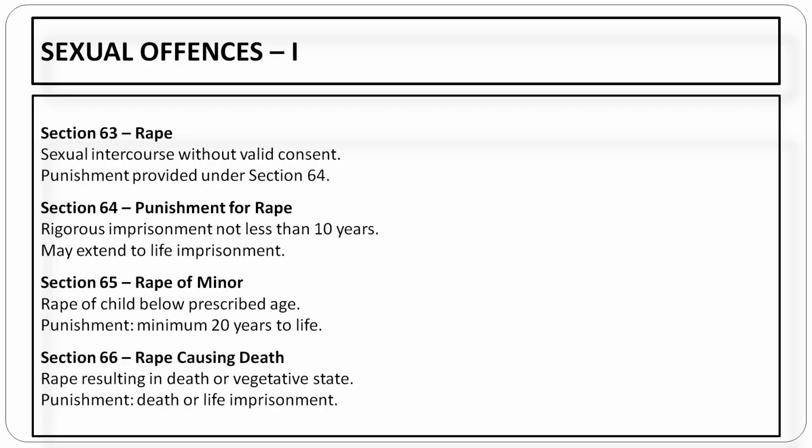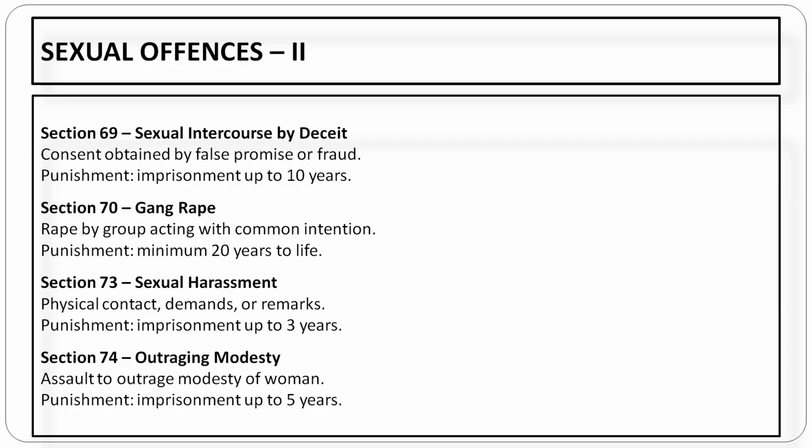The next one is section 66, rape causing death. It applies when rape results in death or a permanent vegetative state of the victim. This section deals with the most heinous form of sexual violence. The law considers such acts as a crime against humanity. Due to the extreme nature of the offense, strict punishment is prescribed. The punishment can be imprisonment for life. In the gravest cases, the death penalty may also be awarded by the court.